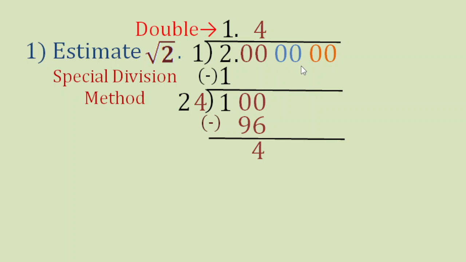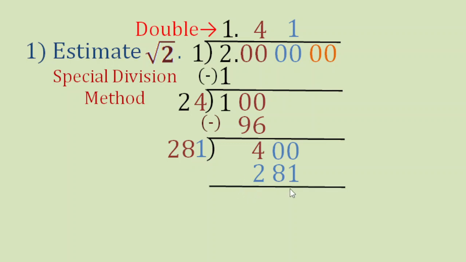Now, the next step, bring down the next 2 zeros. So our new dividend is 400. We need a new divisor. We double the quotient, ignoring the decimal point. So this is 14, double it. So that's 28. Again, we need one more digit here. So the correct digit is 1. Because we put 1 here, we also have to write 1 after 28. So it becomes 281. Now multiply 1 times 281, that gives us 281. Then subtract 400 minus 281, that's 119.